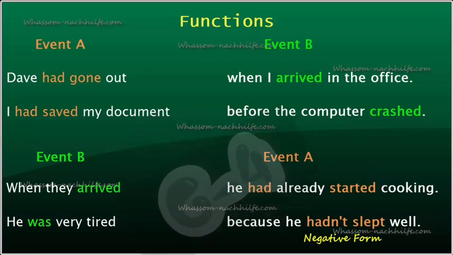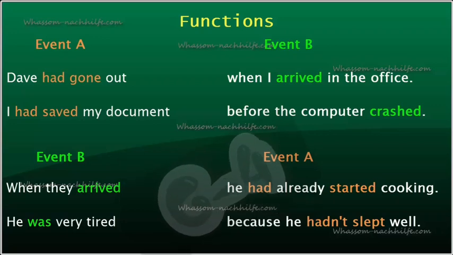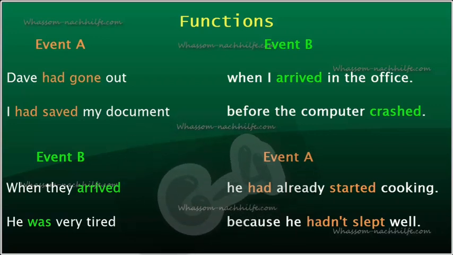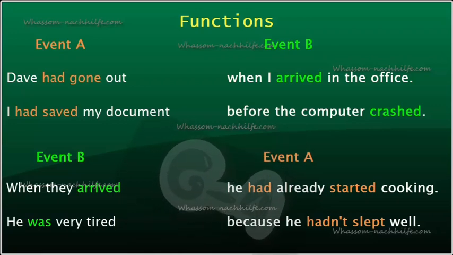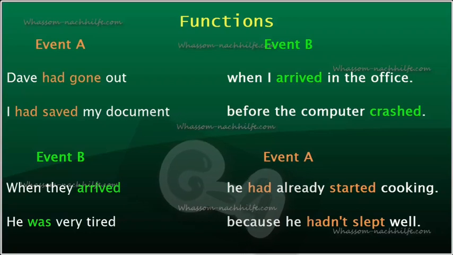In these examples, event A is the event that happened first and event B is the second or more recent event. It means that event A happened and a period of time occurred before event B happened.